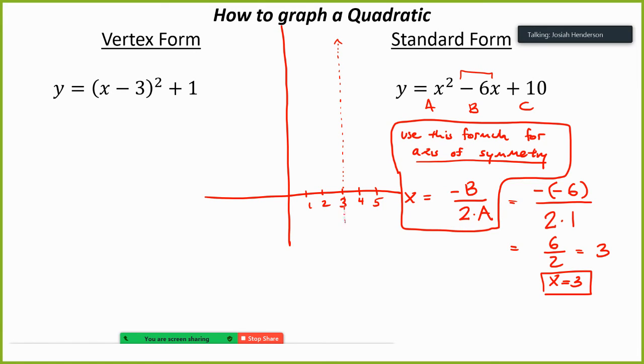Somewhere along this line is my vertex, but it doesn't tell me where the y is, or I should say the k, right? We want to know where the vertex goes on that axis of symmetry. All we know right now is it's somewhere on x is 3. So to find the height of it, to find the k value, basically the vertex, we have to take x is 3, and we're going to plug that back in to the original equation.